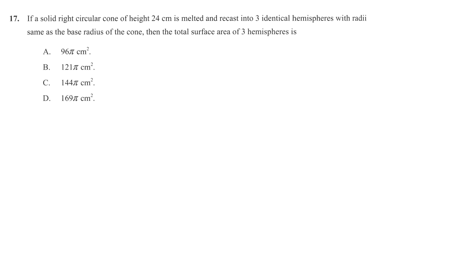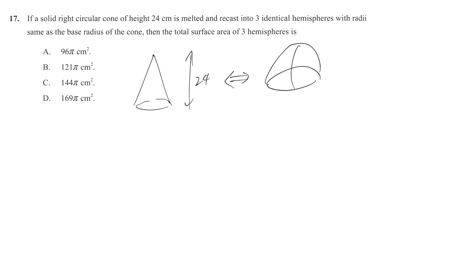Anyway, a circular cone of height, so we draw a cone with height 24. They do not mention the base radius, we just continue. Melts and recast, that implies that the volumes are the same. And then into 3 identical hemispheres, with radii the same as the base radius. So if this is r, this one is also r. Then we can solve for r, and then we can solve all other things. That's why this is 1/3 pi r squared times 24.